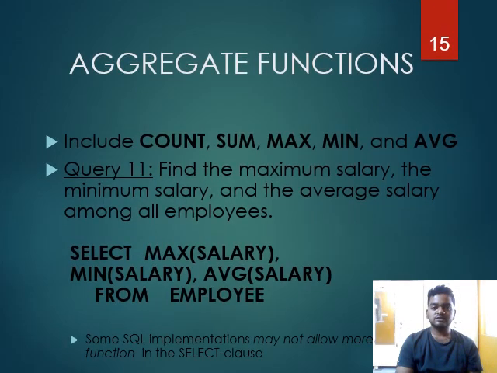Aggregate functions include count, sum, max, min, and average. Query 11: find the maximum salary, the minimum salary, and the average salary among all employees. Select max salary, min salary, average salary from employee.